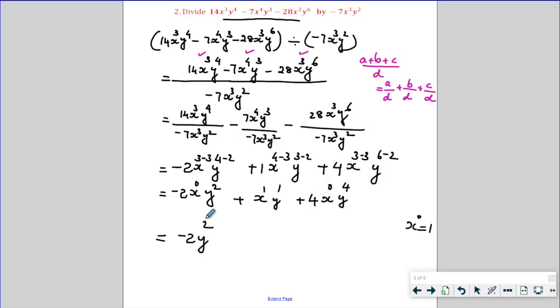So no need to write this one. Here the first term becomes minus 2y square because x power 0 is 1. Plus x power 1 into y power 1, that we can write xy. Then the next term 4, again x power 0 becomes 1, 4y power 4. So our answer is minus 2y square plus xy plus 4y power 4.